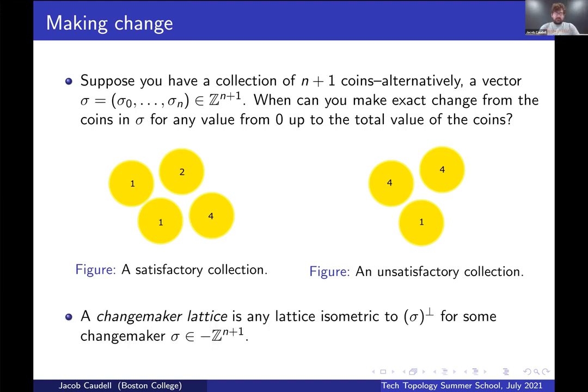And this gives rise to the notion of a change maker lattice, which is any lattice that's isometric to the orthogonal complement of some change maker sitting inside minus Z^(n+1). So this is Z^(n+1), but the inner product we have is minus the standard dot product.